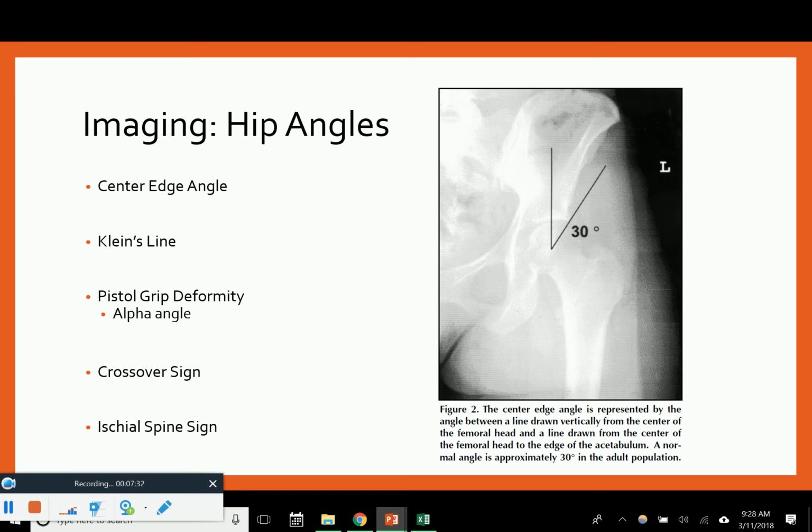Now we're going to get into imaging of the hip. And here's where this is a nice to know set of slides. We'll be going over the center edge angle, Klein's line, what a pistol grip deformity is, looking at the alpha angle, what a crossover sign is, and what an ischial spine sign is. These are all ways that physicians, and even us as physical therapists, if we have access to imaging, can help determine what a patient is going through.